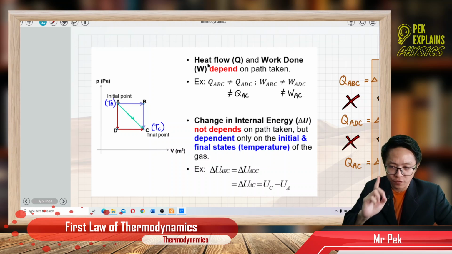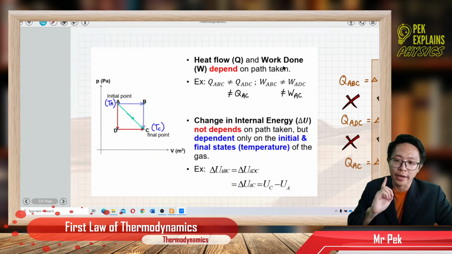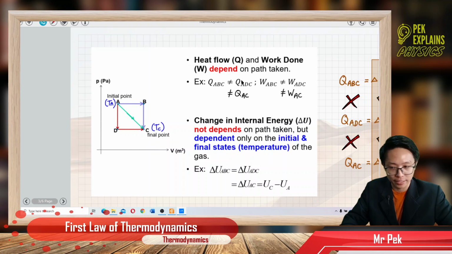The first thing we must know is that heat flow and work done depend on the path taken. Different path, different heat flow or work done. It's not independent, it depends on the path taken. So the purple path has different heat flow or work done than the red path and also the green path. Different path, different Q and W.